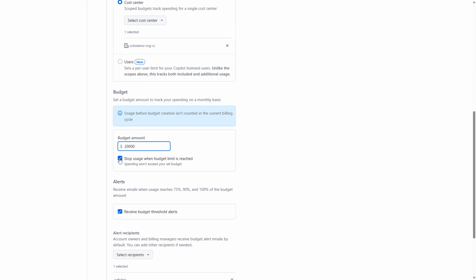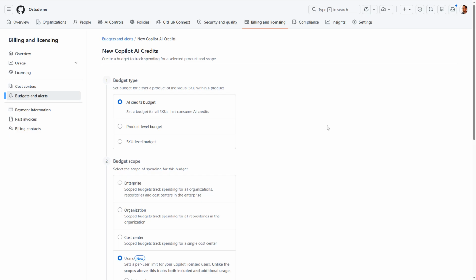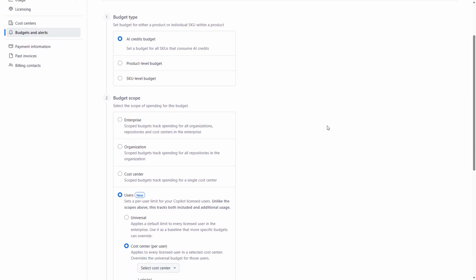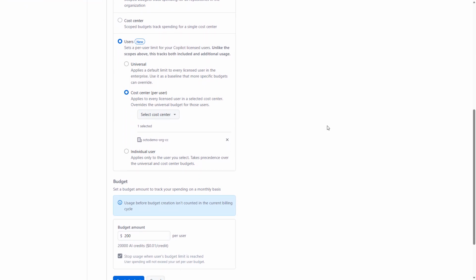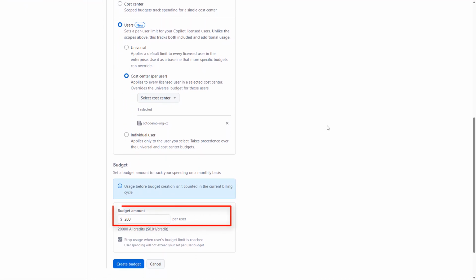Some teams choose hard limits. Many start softer with monitoring and early alerts. Here, I'll start with monitoring and email alerts so budget owners get early warning without interrupting developer productivity. I can also apply a default per user budget for everyone in this cost center. For example, a $200 monthly per user budget gives each developer a clear boundary without manual one-by-one management.